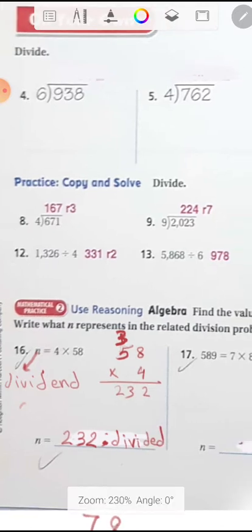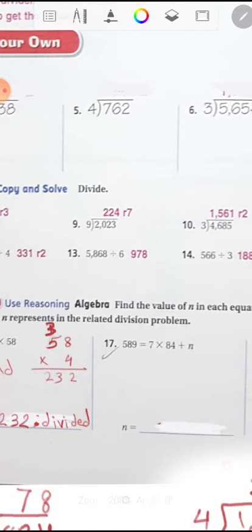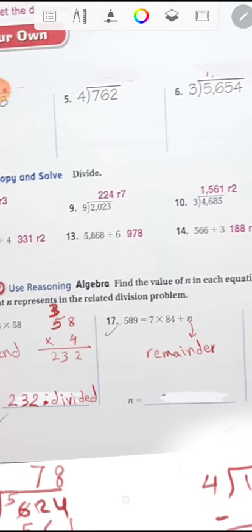Now number 17. Look at the equation here. This is the equation to find what? The remainder, right? Because the dividend equals the divisor multiplied by the quotient plus the remainder, as we learned. Okay, so here first I have to know what n is. n is the remainder. So let's find the remainder right here. To find the remainder, first I have to multiply 7 with 84.